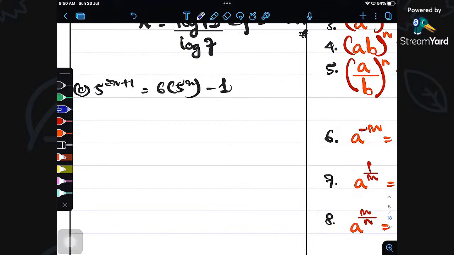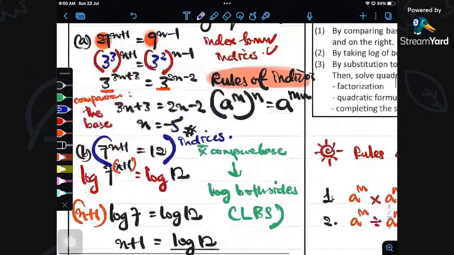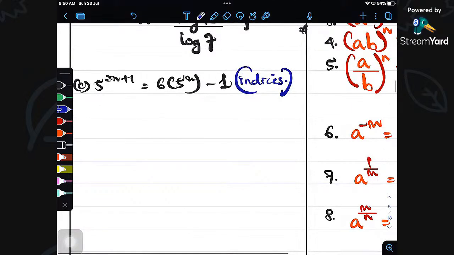And here is where kita masih dalam soalan indices ya. We are still at the indices part. Indices question ya. Soalan ni pun indices ya. Jangan takut. Kita kena tahu dulu, oh soalan ni berbentuk apa? Indices. Everything here is indices. So I'm still teaching you at indices part. So please focus. So here goes.